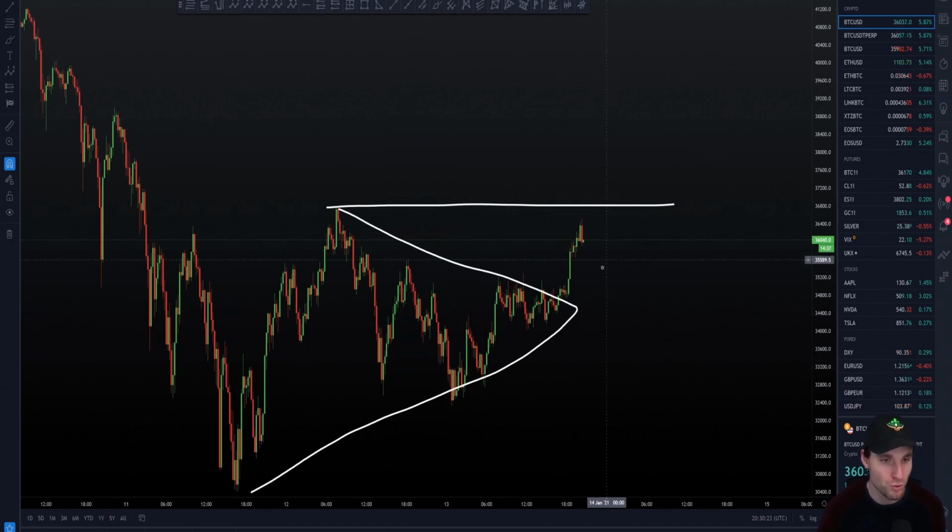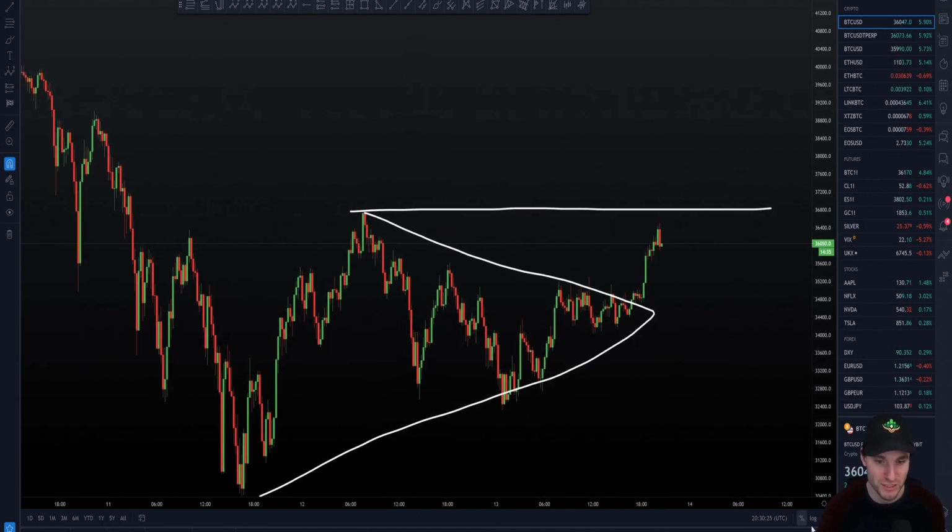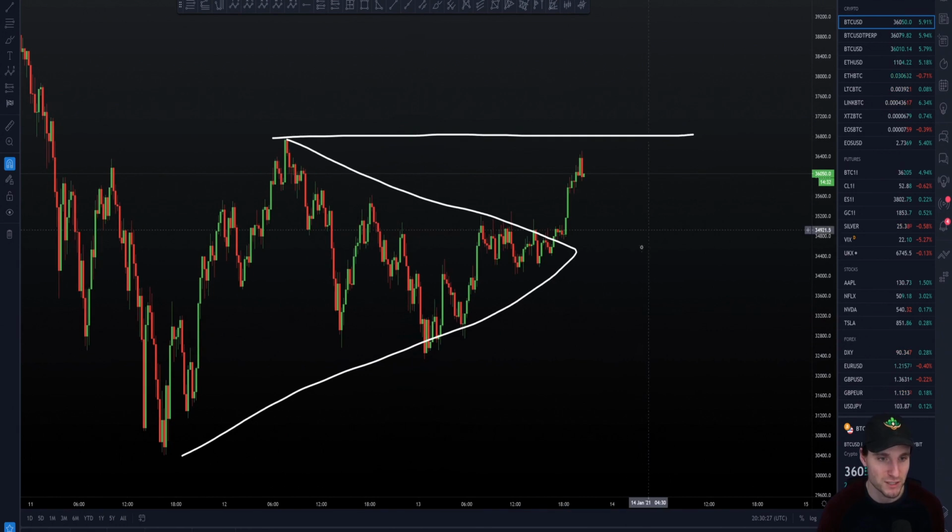But I'm not short at the moment. I'm only long. I just want to stress that. Okay. If we change the trend, I'll short. But until then, I'm not even going to short.